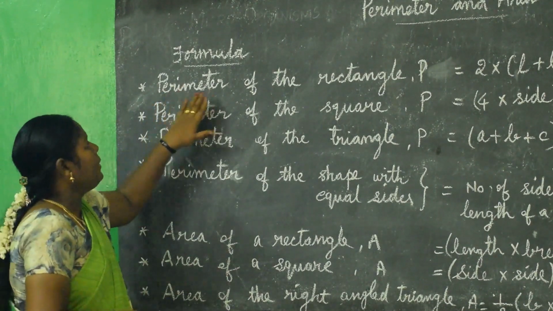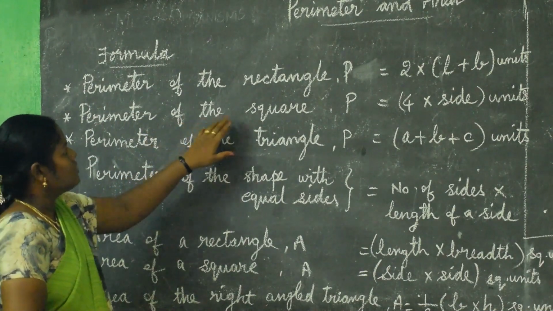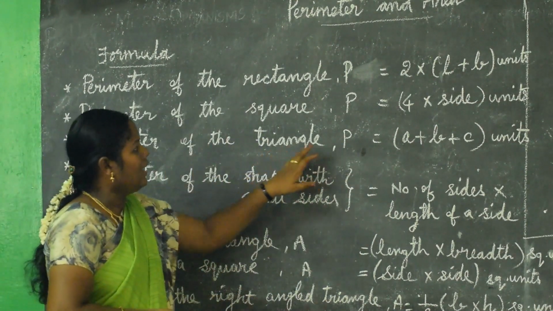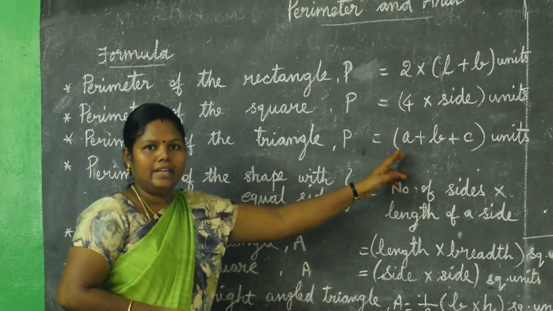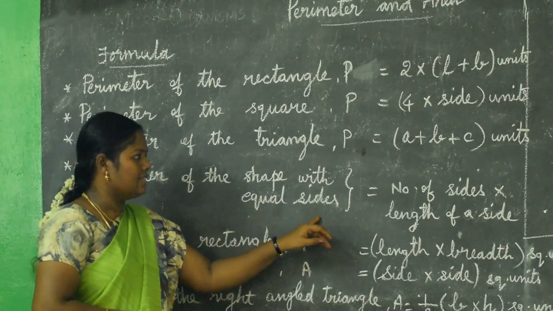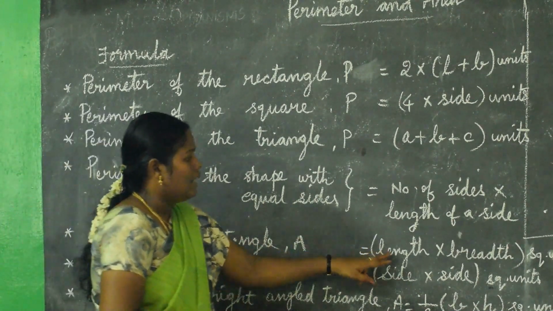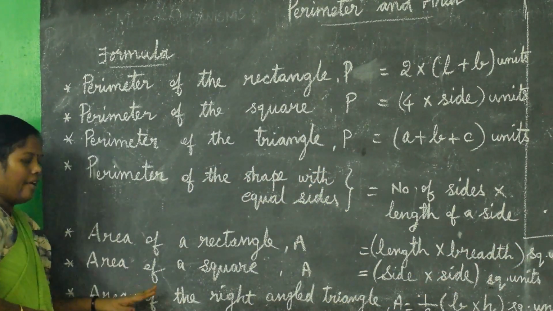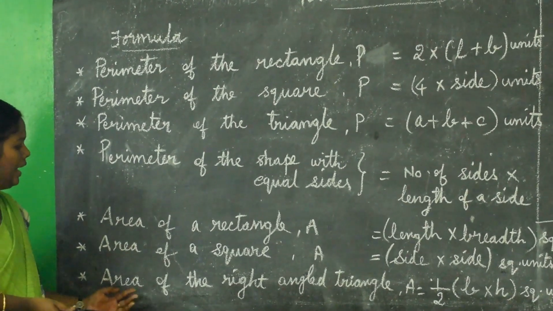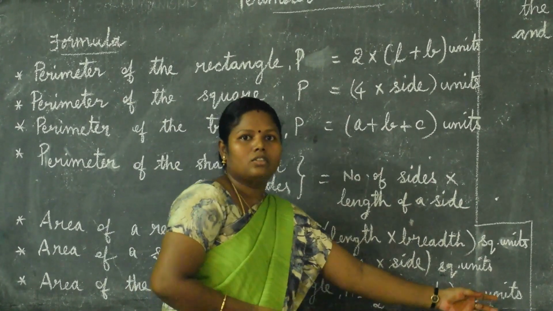These are the formulas. Perimeter of a rectangle, P equals 2 into length plus breadth units. Perimeter of a square, P equals 4 into side units. Perimeter of a triangle, P equals a plus b plus c, that means side 1 plus side 2 plus side 3 units. Perimeter of a shape with equal sides equals number of sides into length of a side. Next, area of a rectangle is length into breadth square units. Area of a square, A equals side into side square units. Area of a right angle triangle is 1 by 2 into base into height square units.